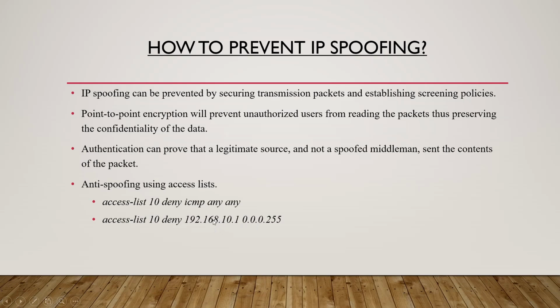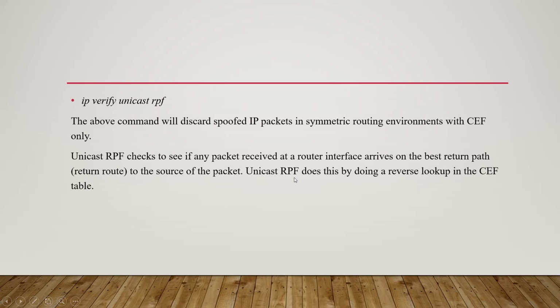So we have to specify the IP address which we want to deny the packets from and the inverse of the subnet mask. Another thing is anti-spoofing using RPF. Okay, so what is an RPF? RPF is a reverse path forwarding technique used in modern routers for ensuring loop-free forwarding of multicast packets.